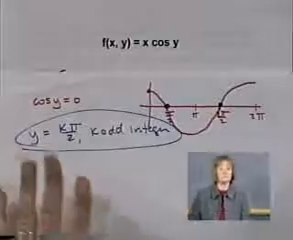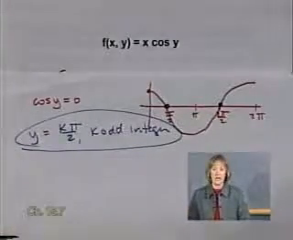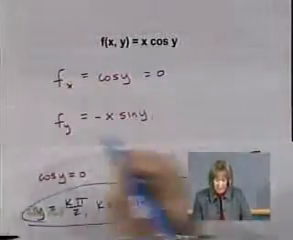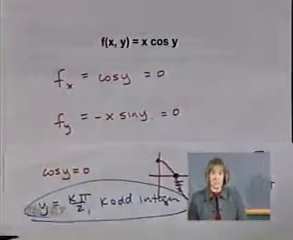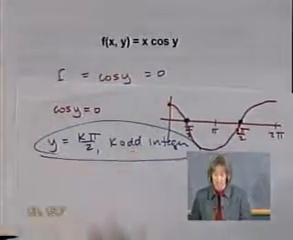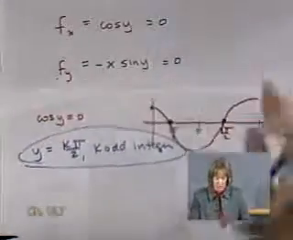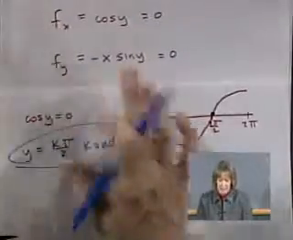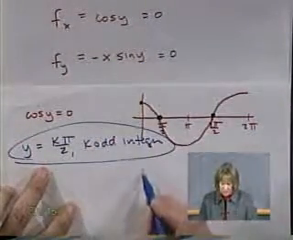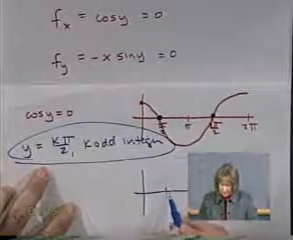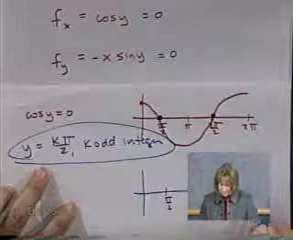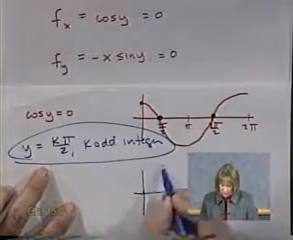Now remember, our candidates for max-mins must make this equal to 0, and it must make this equal to 0. So it's fixed. Y has to be k pi over 2, where k is odd. Now notice, fy is equal to minus x sine y. Well, at those values, what does sine look like? Sine starts here and goes up.